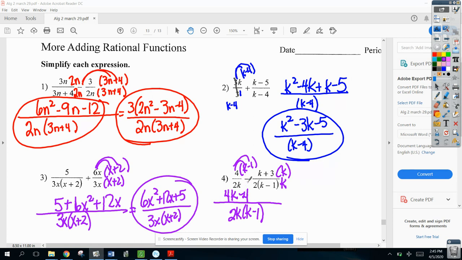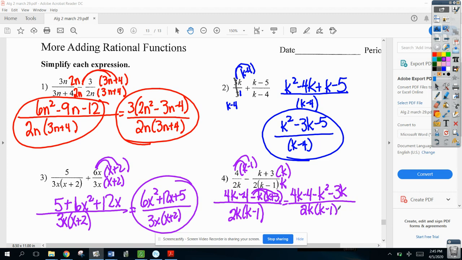Really, you have, let's write it out. If I have a negative, I would put this k first times k plus 3. And now when you distribute, I would multiply a negative k by that. So you get 4k minus 4. A negative and a negative makes a minus k squared. A negative times 3 gives you minus 3k all over 2k times k minus 1.